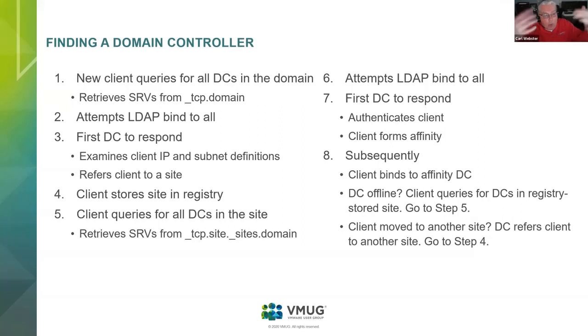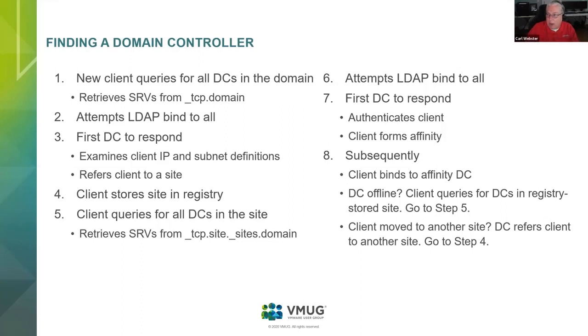All right, so we go on. The client has now stored that site in its registry, what we call domain controller affinity. So now the client is going to query for all the DCs in that site, and then it's going to retrieve all the SRV records, and then it's going to attempt an LDAP bind to all. In the case of Shanghai, China, there was only the one domain controller.